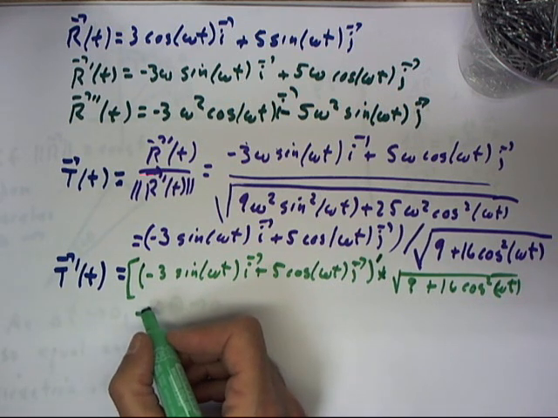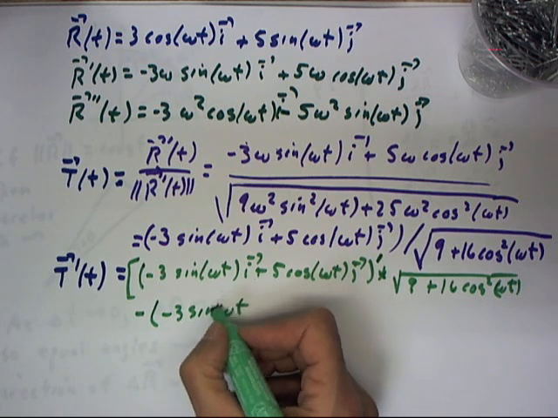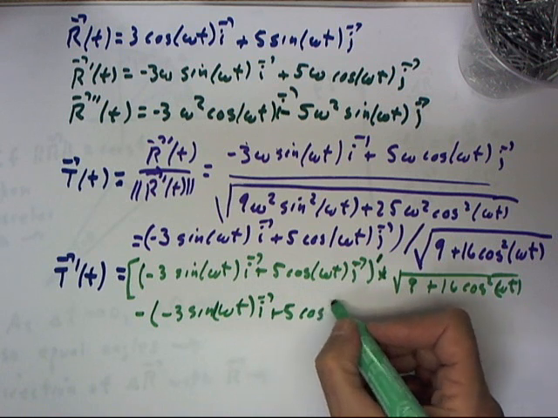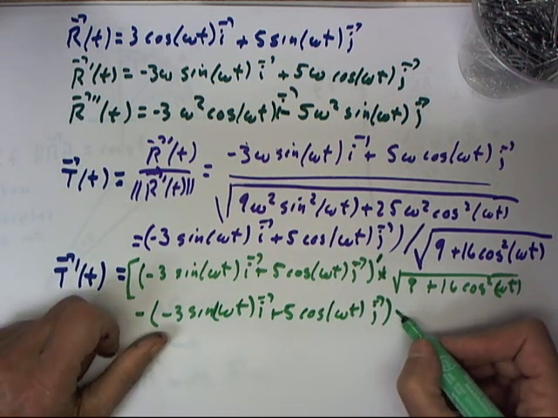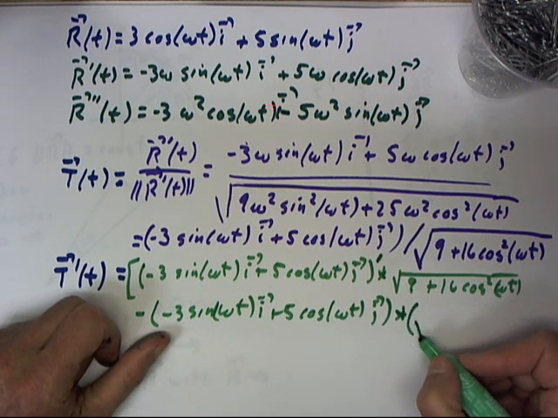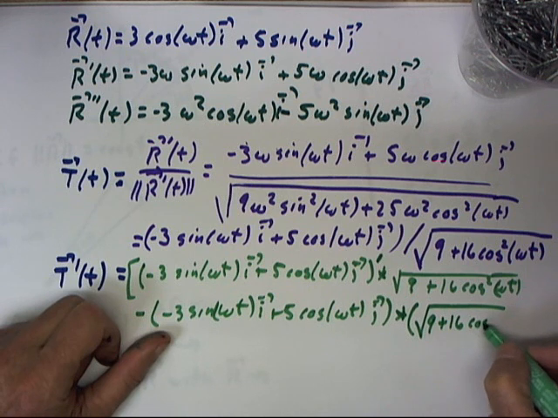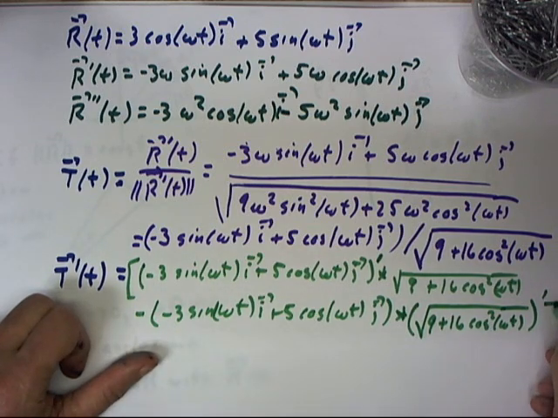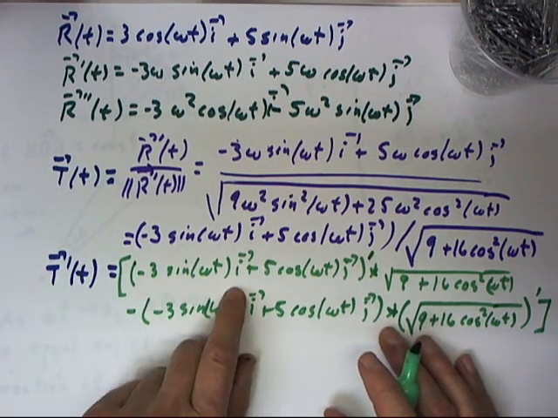minus our f, which is negative 3 sine of omega t i plus 5 cosine of omega t j, times the derivative of the square root of 9 plus 16 cosine squared of omega t, prime. Close the brackets, and we have our numerator of the derivative function.